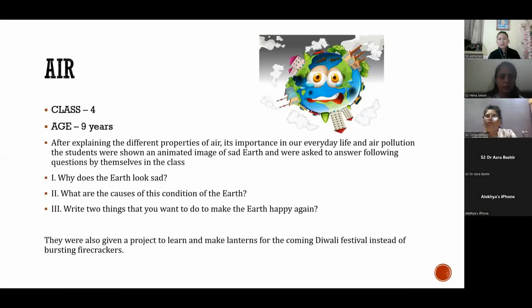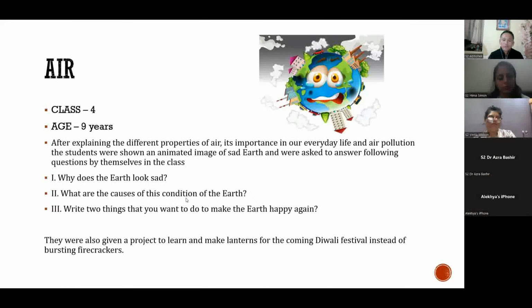So obviously they will come up by looking at this picture, they will write that because of pollution produced by us from different vehicles, factories, and all those different types of pollution by burning fossil fuels, we are making our earth sad. So they will know the cause of our earth's condition, and that is because of no other but we human beings. So once they answer this question, then I ask them another question.